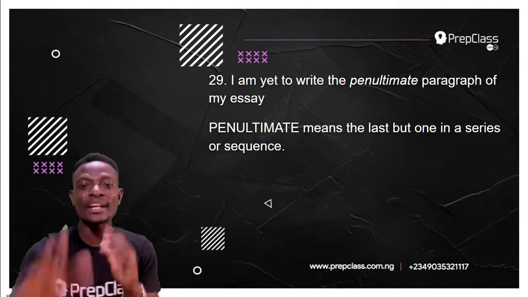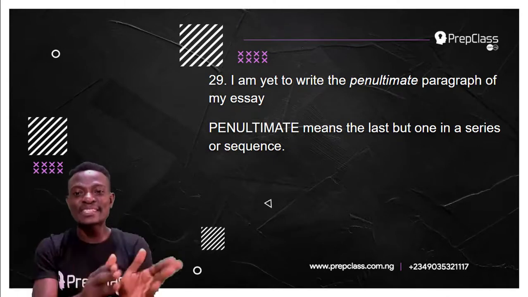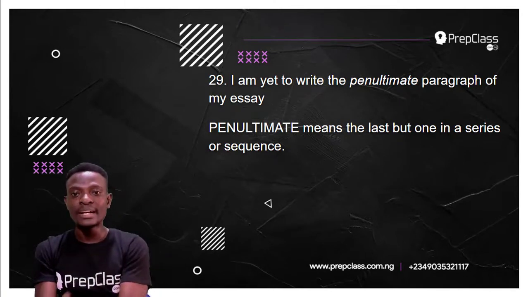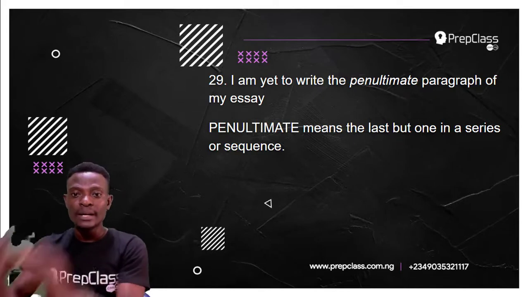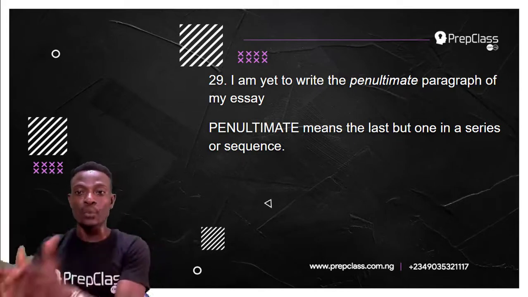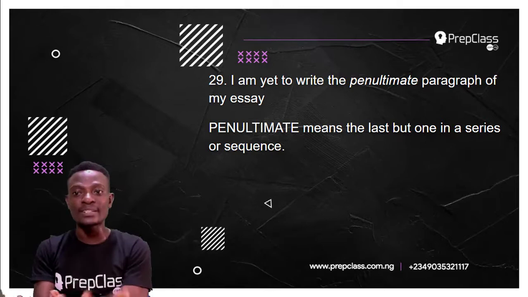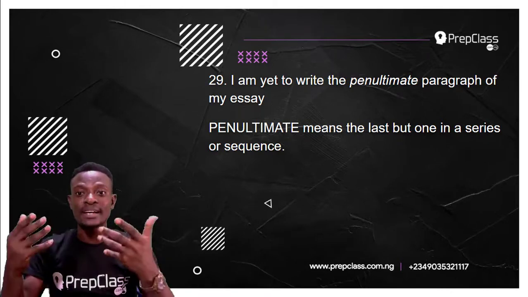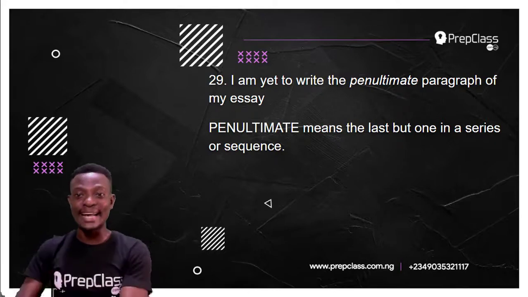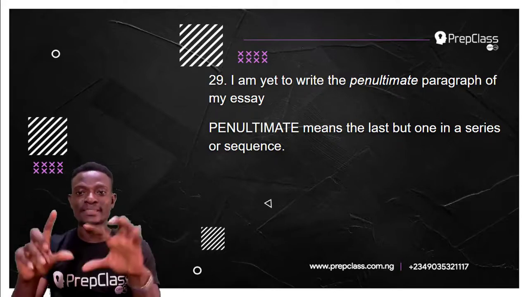Now, the word penultimate means the last but one. That means you have one more to go. Penultimate means the last but one in a series or a sequence. Like students in SS2 are in their penultimate secondary school class. It's the last but one class. So penultimate means the last but one.